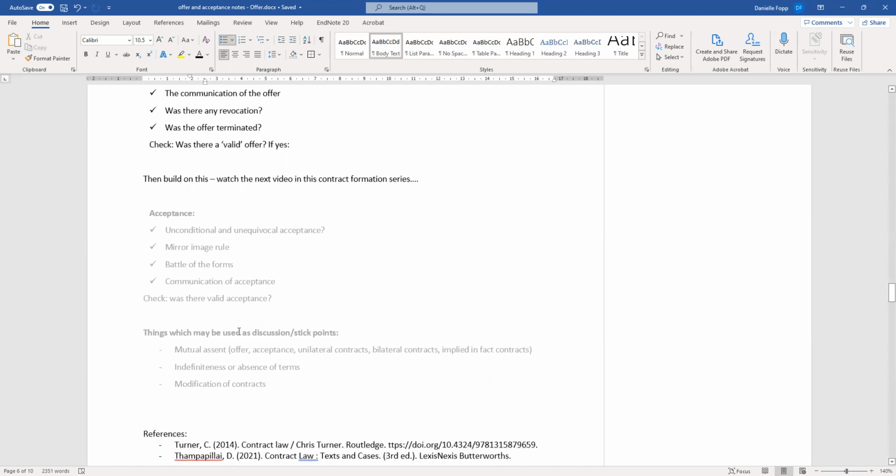Also, a really good idea to have things which may be used as discussion or stick points. And these are things that you've noticed come up in tutorial questions, come up in your lecture notes, come up in problem or revision questions.